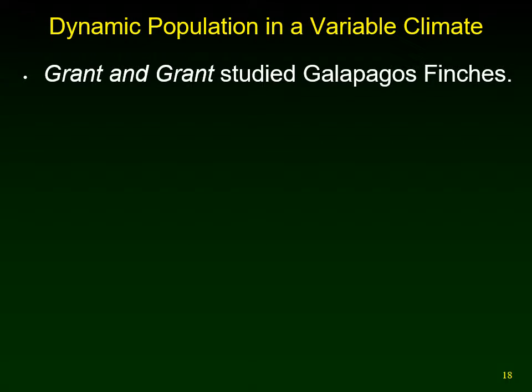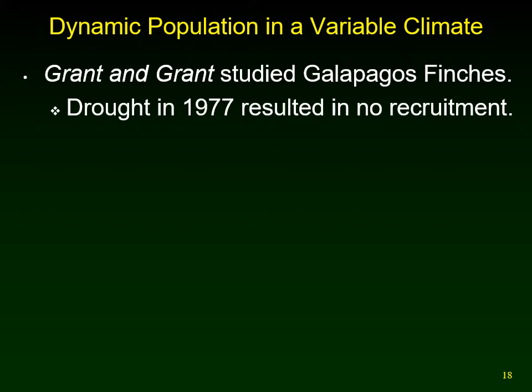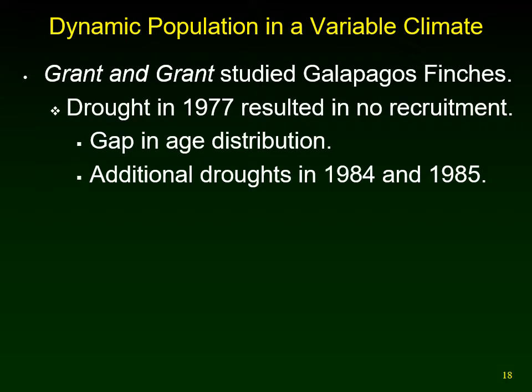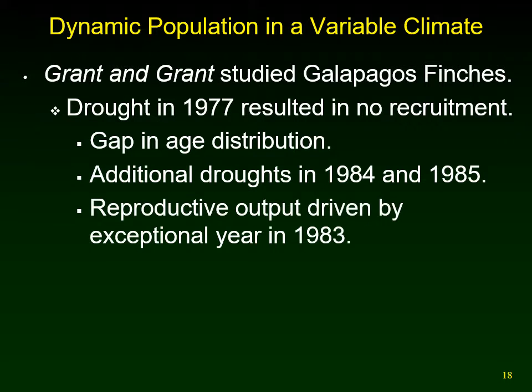A study by Grant and Grant on the finches in the Galapagos Islands showed how climate can influence the number of species. There was a drought in 1977, and that resulted in no new finches being born in those years. So there was a gap in the age distribution. There were some that were born before 1977, but none born during that year, or very few. Then some were born between 1977 and 1984, but then another drought in 1984 and 1985 led to, again, a drop in the population.